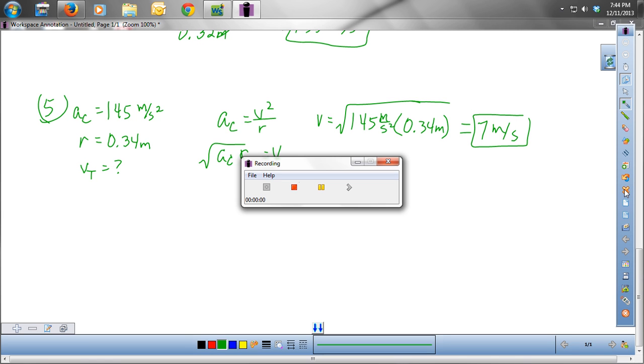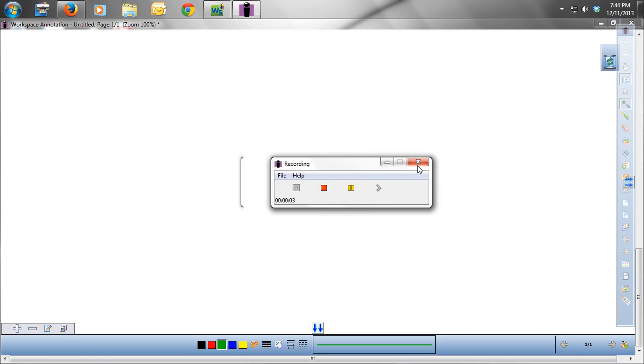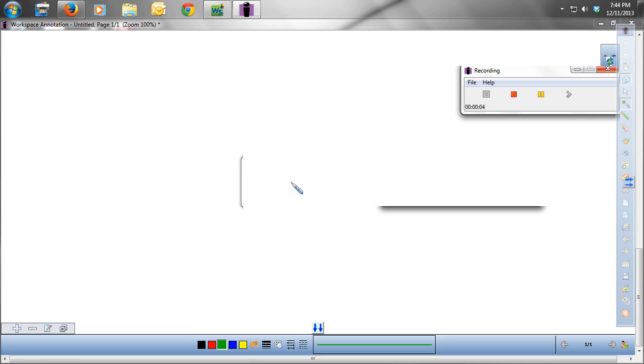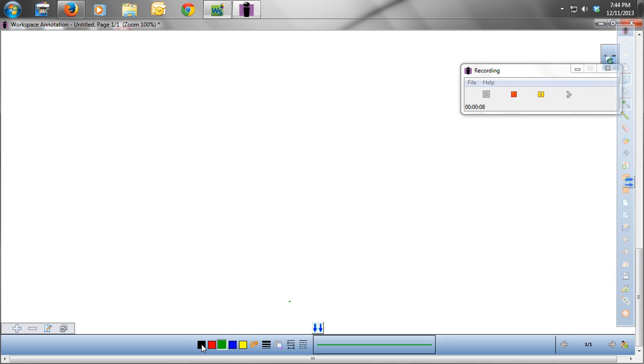Okay, now we're going to start with number 6. Clean slate, number 6. Okay, let's go to a different ink color. There's the black.